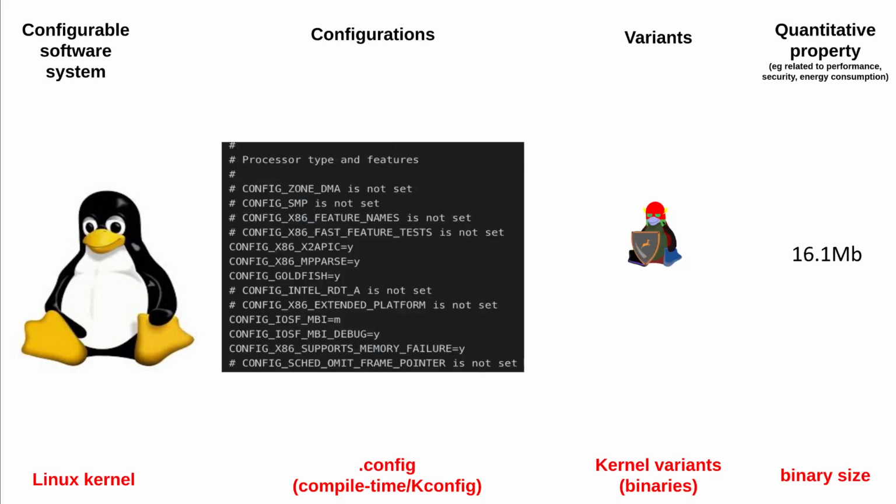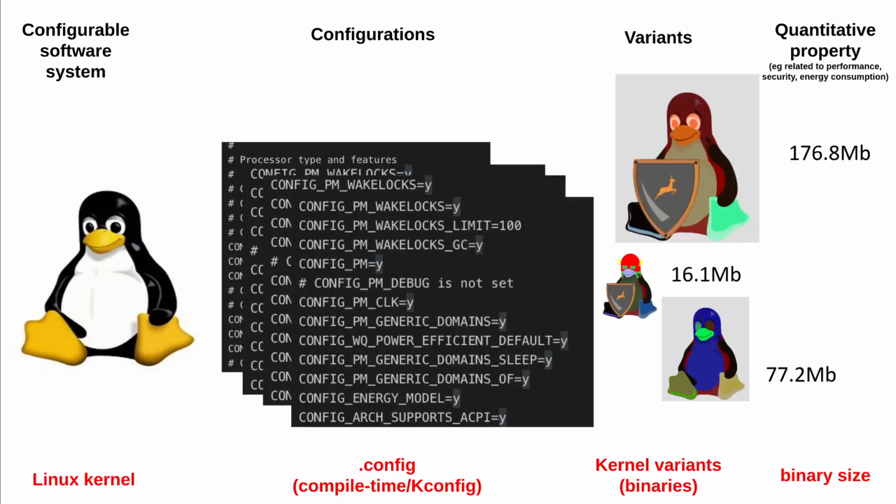So you can repeat the process, change some option values here and there, and you get a new kernel with different characteristics and different quantitative properties. So here the binary size is less than the previous example. And you can repeat the process again on different configuration variants, and you get different quantitative properties.